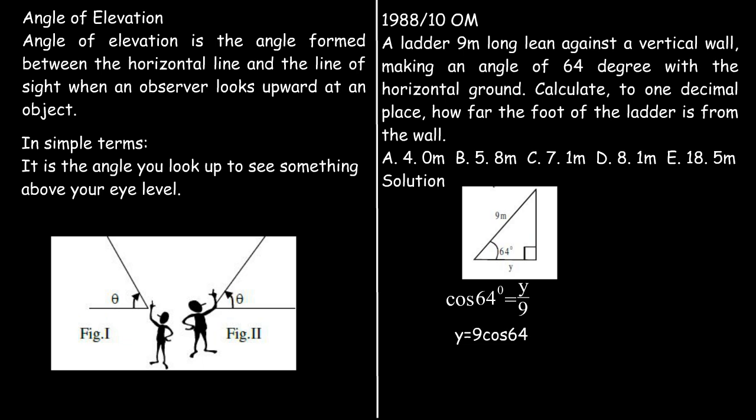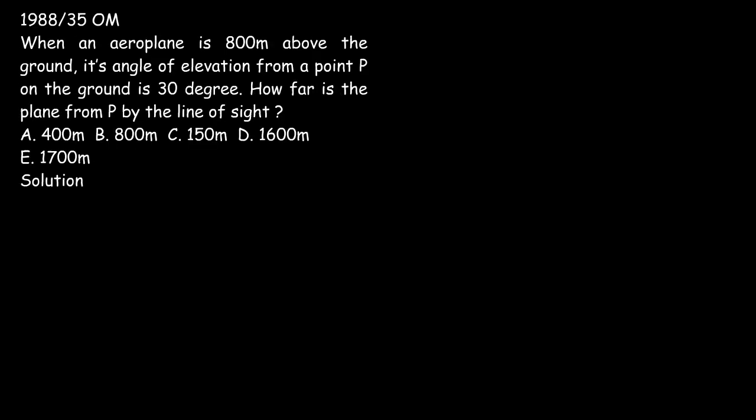Cross multiplying, y will be equal to 9 cos 64, which makes y equal to 9 times cos 64, which is 0.4384, which will be equal to 3.9453.